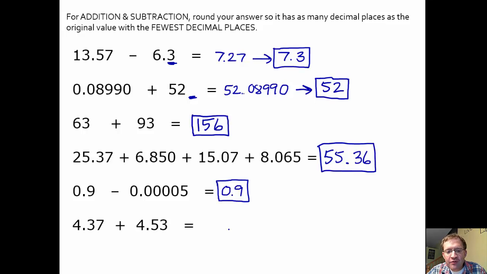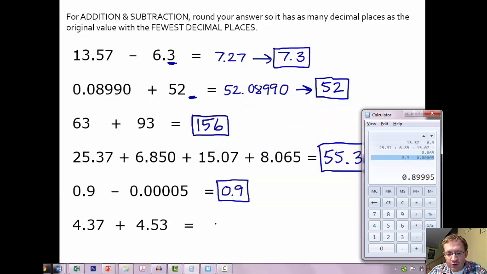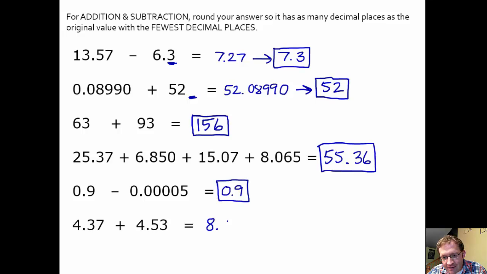In our last example, 4.37 plus 4.53, we get an answer from our calculator of 8.9. Well, again, we want to make sure our answer has 2 decimal places. So this one does, so does this one. 8.9 from our calculator, we need to add that last 0 on there to show the precision, to show 2 decimal places, because we're required to have as many as the original value with the fewest.